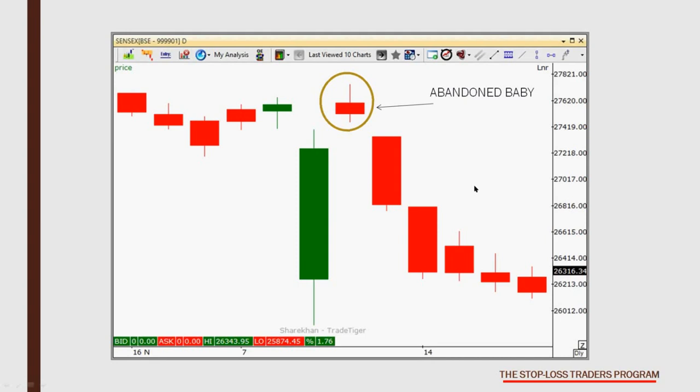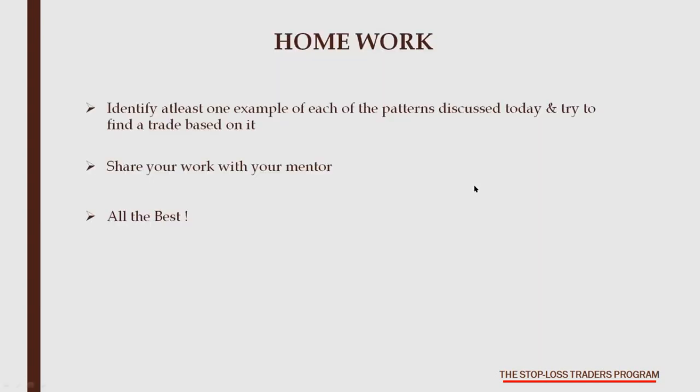So that brings us to the end. You need to identify at least one example of each type of pattern discussed today and try to find a trade based on it. You need to follow the approach that I just discussed with you today, just considering the engulf. You'll get more clarity on engulf like this. And believe me, friends, if you get your hands right like this, then there is nothing like it. You'll get phenomenal trades.